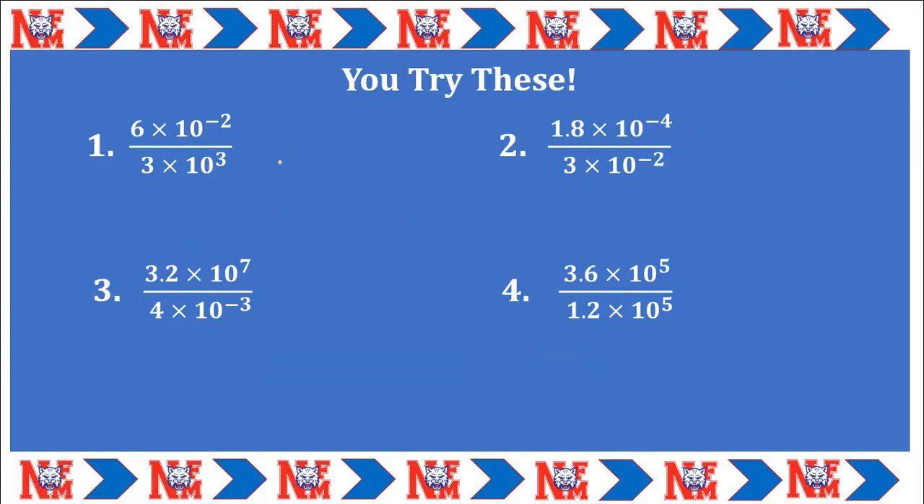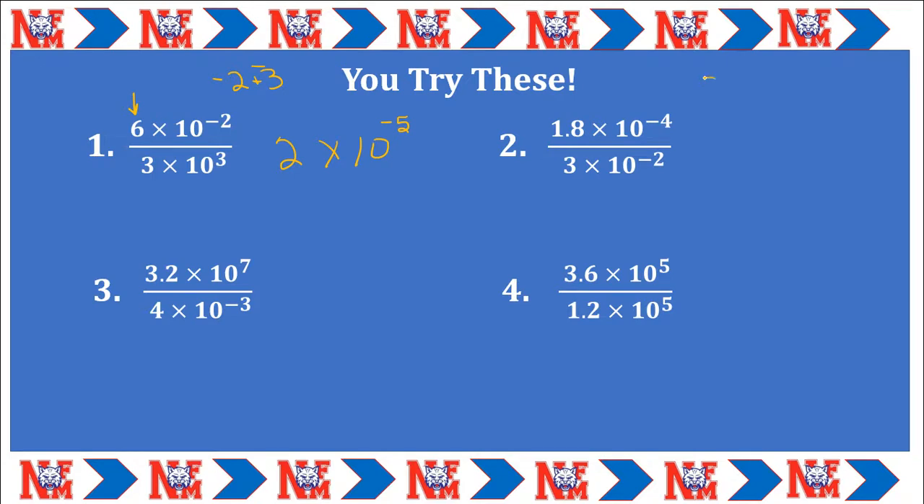Okay, pause the video. When we come back, we'll do these together. Okay, 6 divided by 3 is 2 times 10. Negative 2 minus 3, keep, change, gives us negative 5.